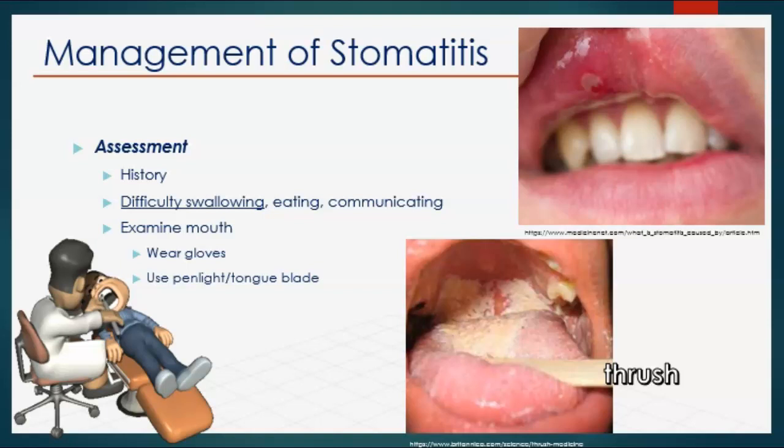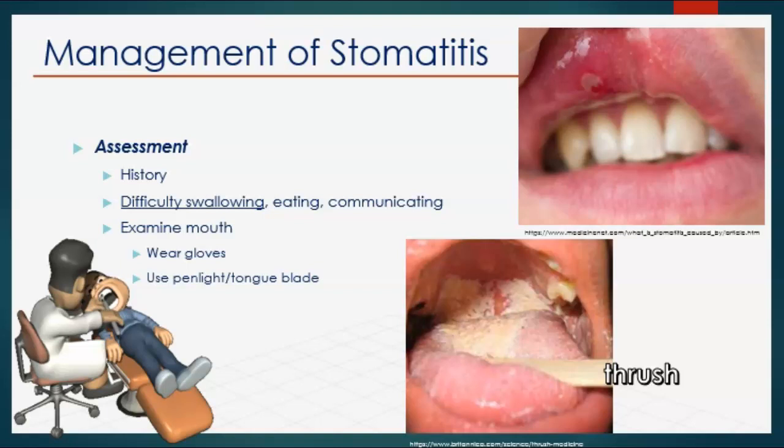So we'd probably need to be very careful, number one, using that tongue blade. But we need to use a pen light, we need to wear gloves, and really look down in there and see how far down that goes, as far as we can see. Sometimes it extends well beyond the mouth and pharynx and goes way into their esophagus. So that's where those EGDs come in handy.